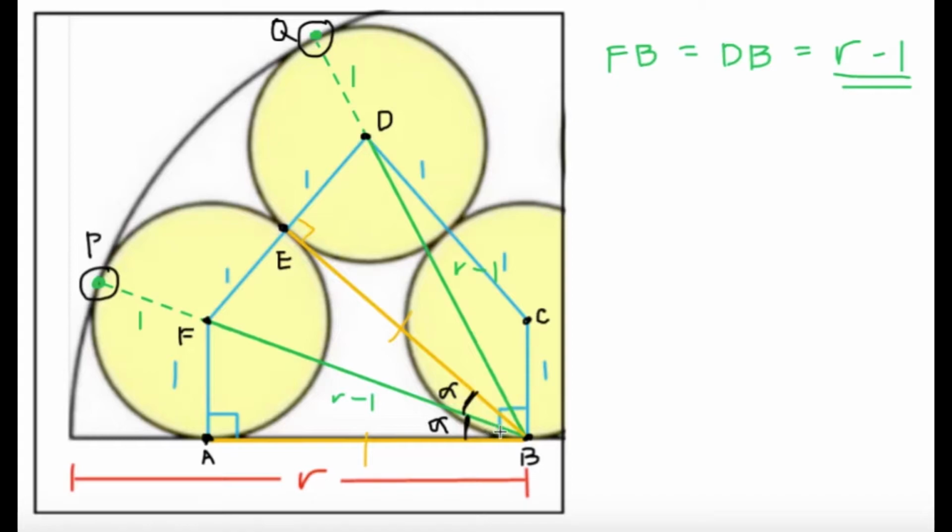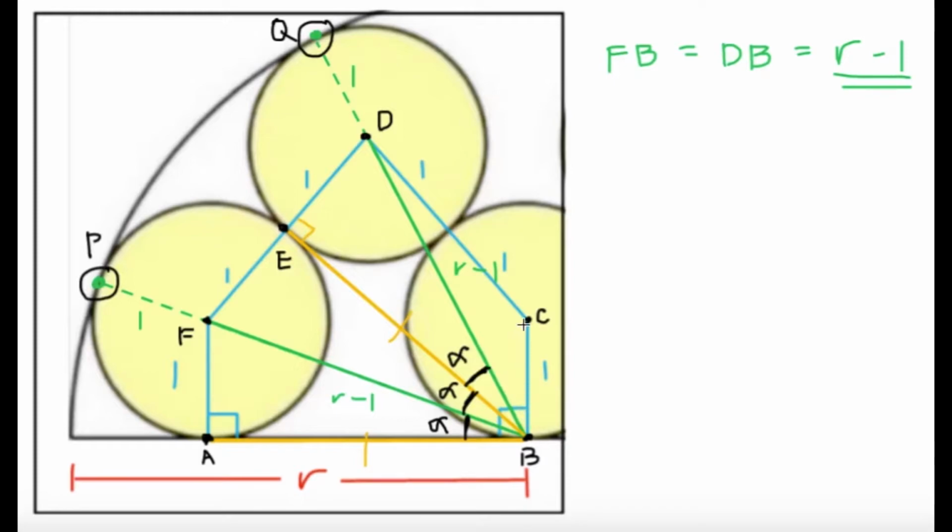Now, this is pretty interesting because we have an isosceles triangle based on the fact that FB equals DB. So triangle FBD is an isosceles triangle. I talked about BE being a median, which in effect is also an angle bisector. So this angle over here will also be alpha.